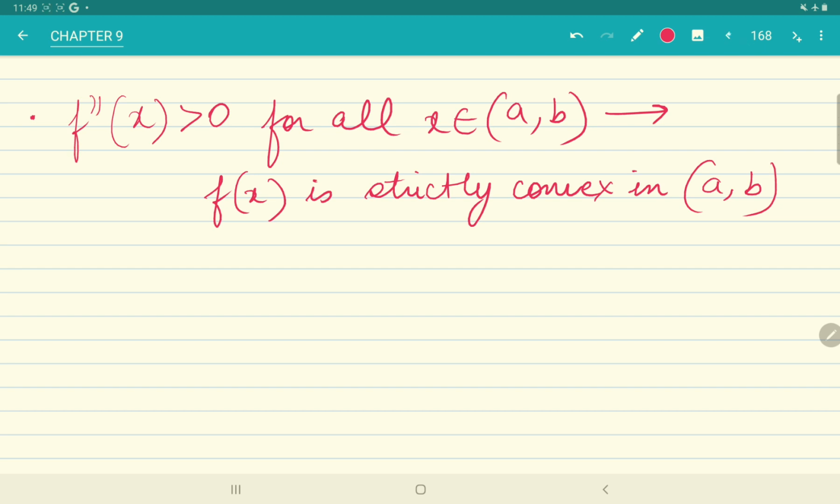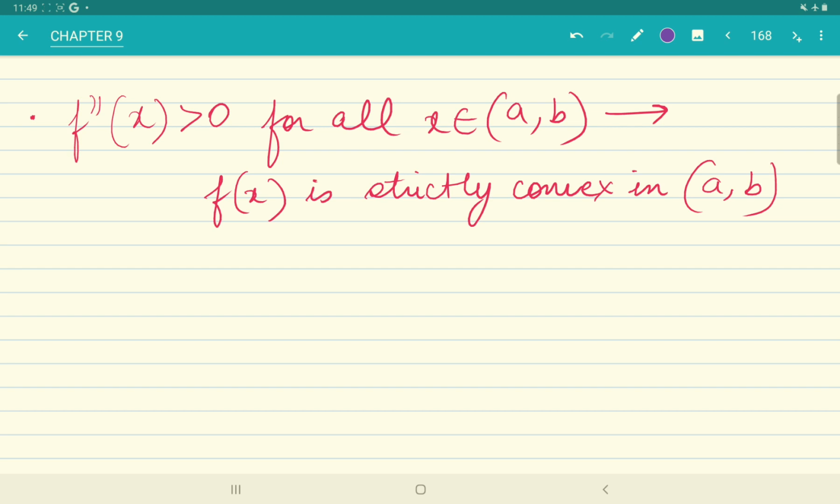One very important point to note here, that you just cannot go for reverse implications here. What I'm saying here is that when we have f double prime x greater than 0 for all x belonging to this open interval, that implies f of x is strictly convex in A to B. It is strictly convex in this open interval. So the fact that f double prime x is greater than 0, this is a sufficient but not a necessary condition for f to be strictly convex.